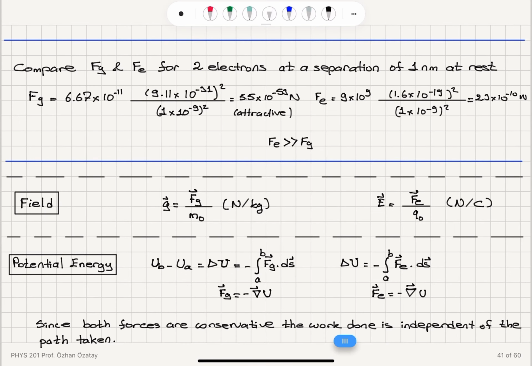It's a conservative force. So since both forces are conservative, the work done by these forces is independent of the path taken. So it doesn't matter how I go from A to B. I can go directly, I can follow some other path, sinusoidal path, etc. It doesn't matter, because it only depends on the endpoints, the energy at these two endpoints.